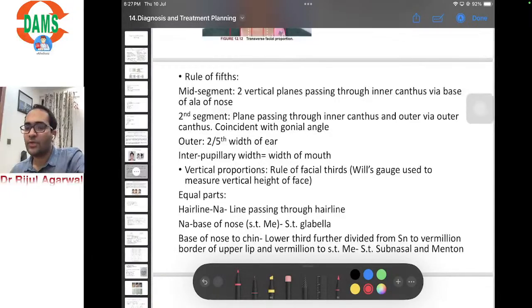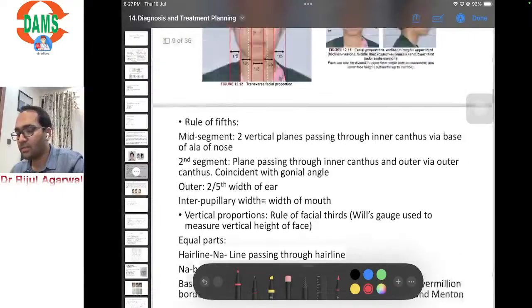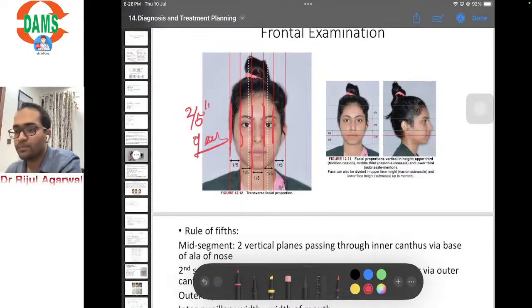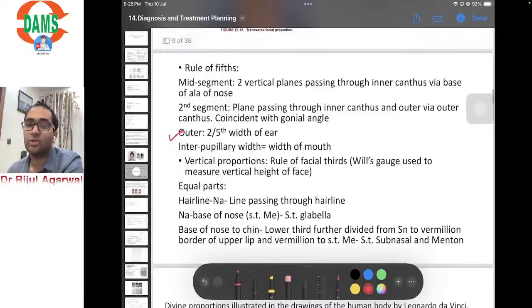So in the rule of fifths, the vertical lines are passing through the inner canthus via the base or ala of the nose. Next, inner canthus of the eye. This is the first line. Second, from the outer canthus of the eye. And lastly, जो becomes important, although not been asked, can be asked, from the outer 2/5 of the ear. That is 2/5 width of the ear, not the outermost border of the ear. 2/5 width of the ear. Very, very important.